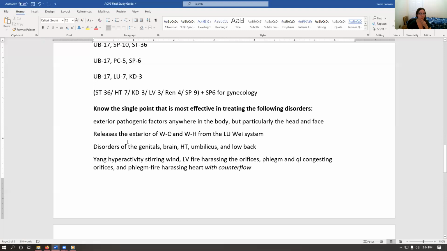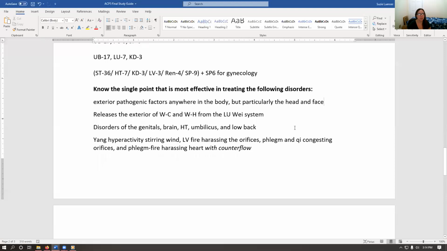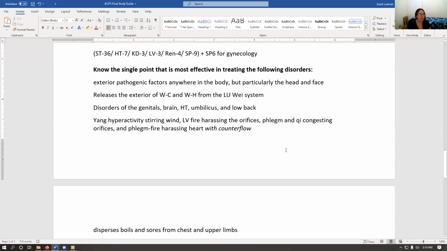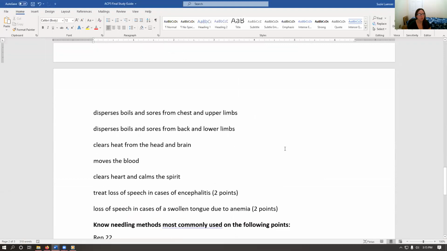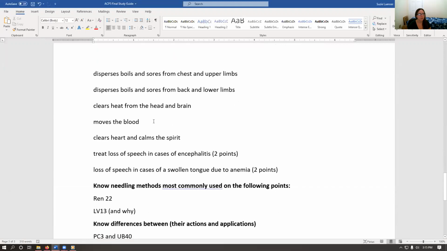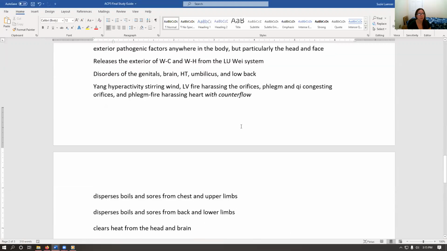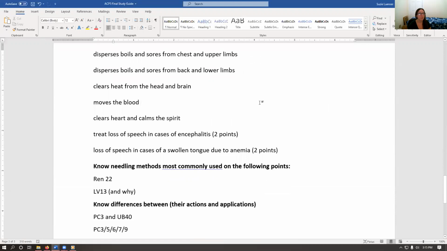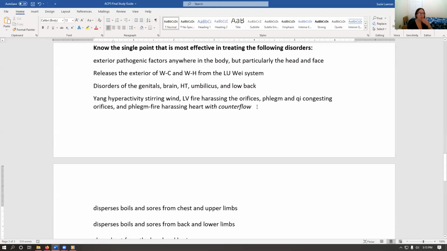You can see here exterior pathogenic factors anywhere in the body, but particularly the head and face. So go back in your notes and find that information. These are all fairly, that's not very intuitive. Moves the blood. Well, actually, no, there is a single point for that. So come up with a single point.